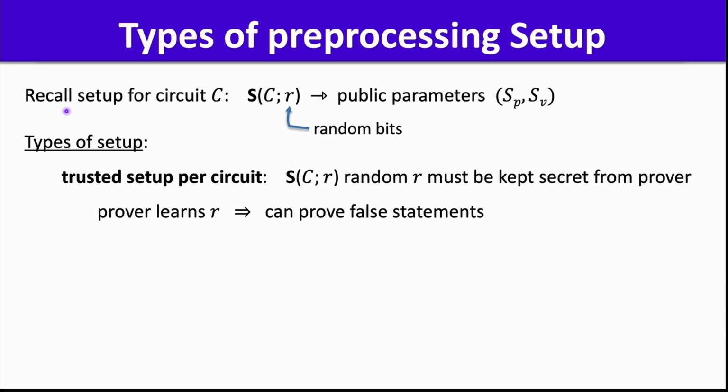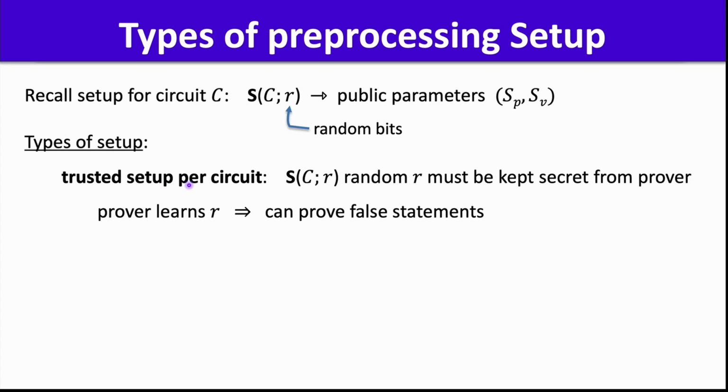Now, there are three types of setup procedures that we like to talk about. The first one is what we call a trusted setup per circuit. That means that when the setup procedure is running and it's using these random bits, the random bits have to be kept secret from the prover. Otherwise, if the prover actually knows what these random bits are, that would allow the prover to prove false statements, which would be quite terrible because that would lead to loss of funds in a blockchain application.